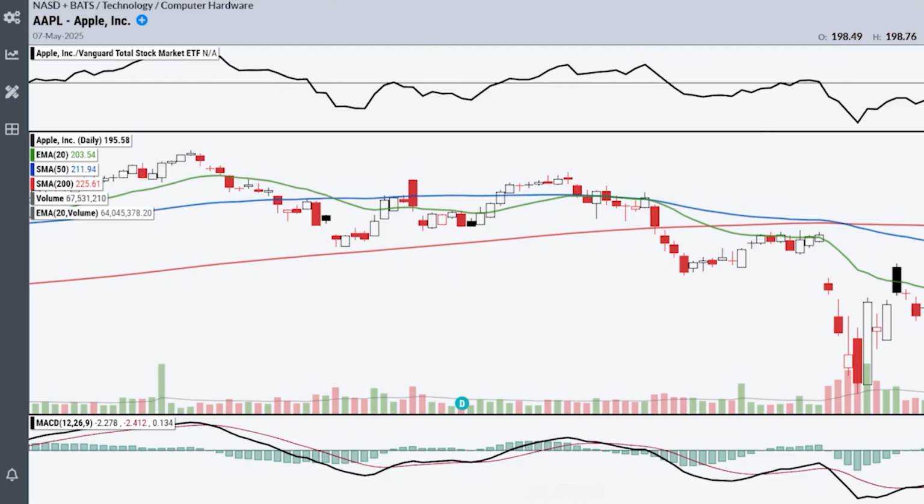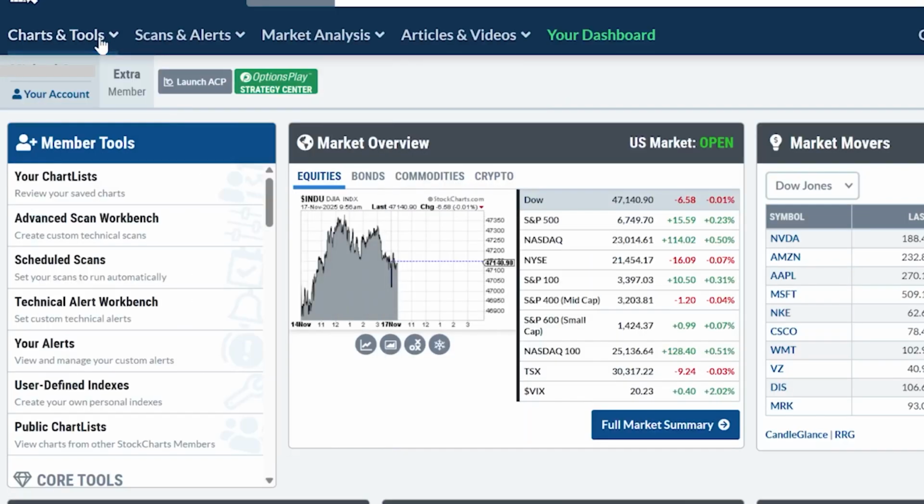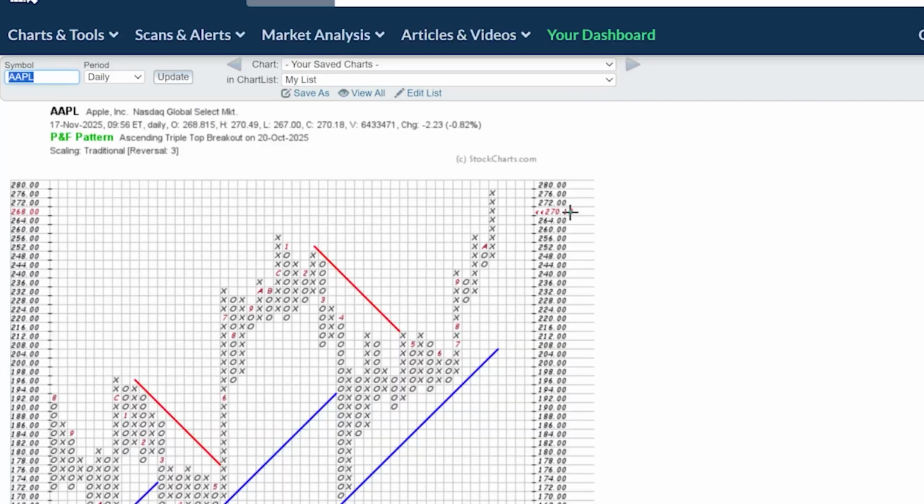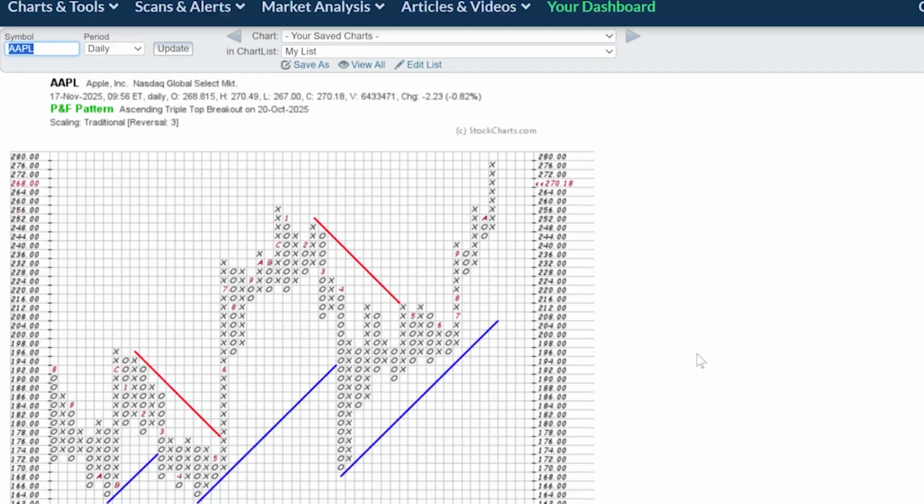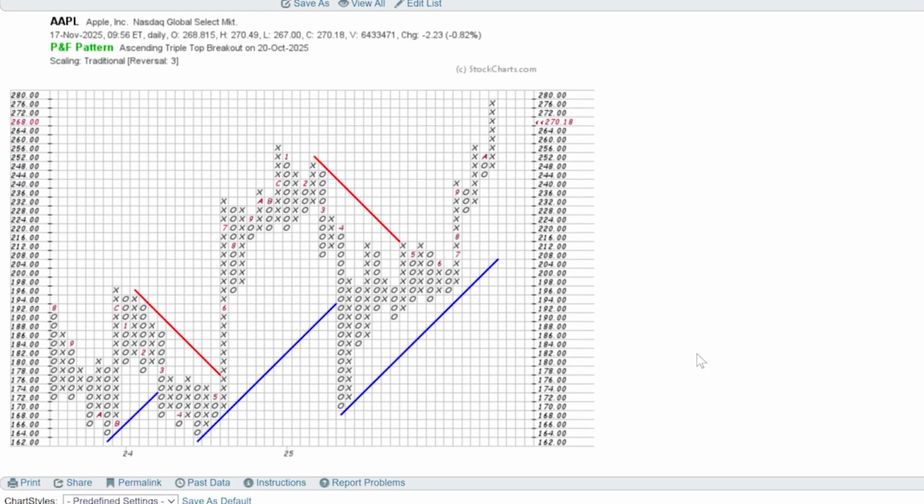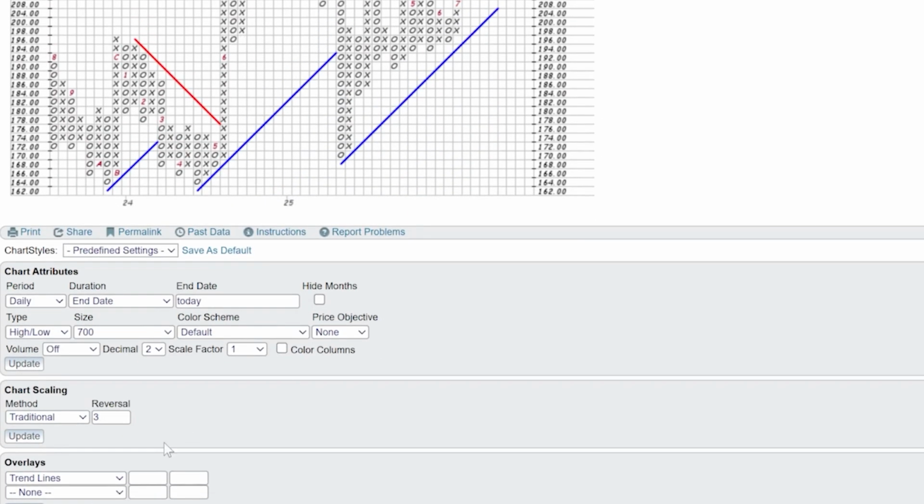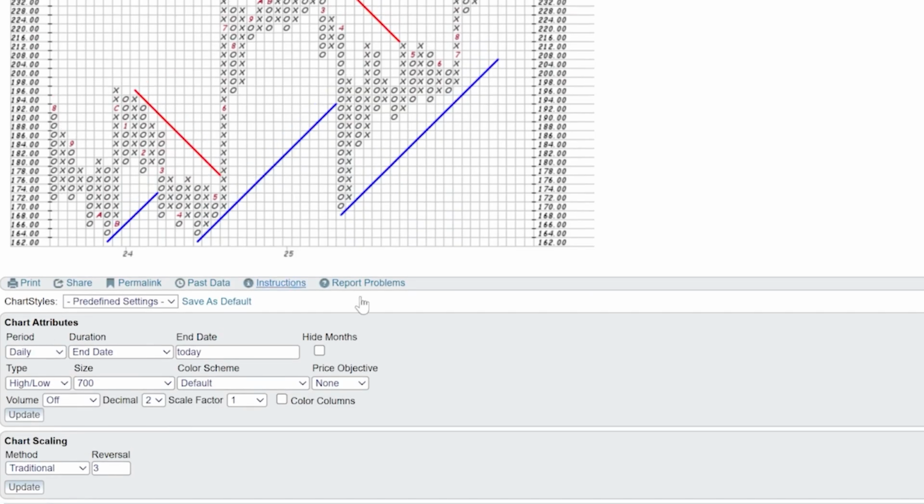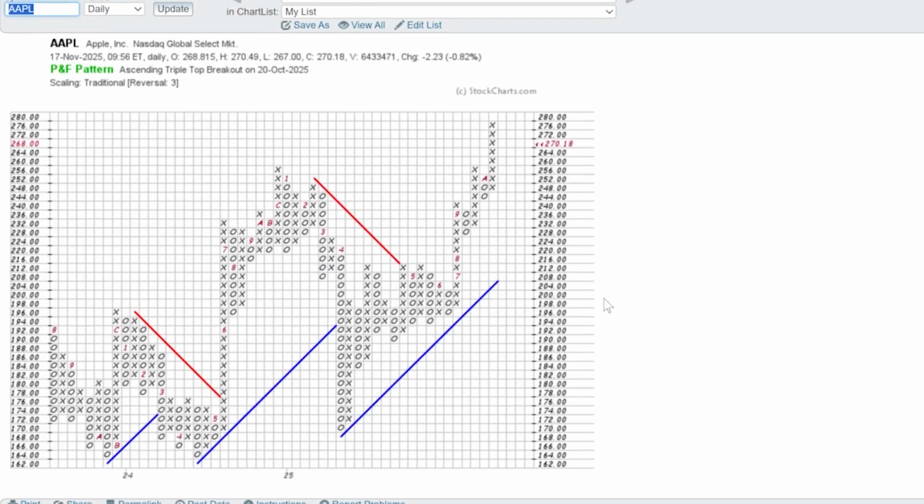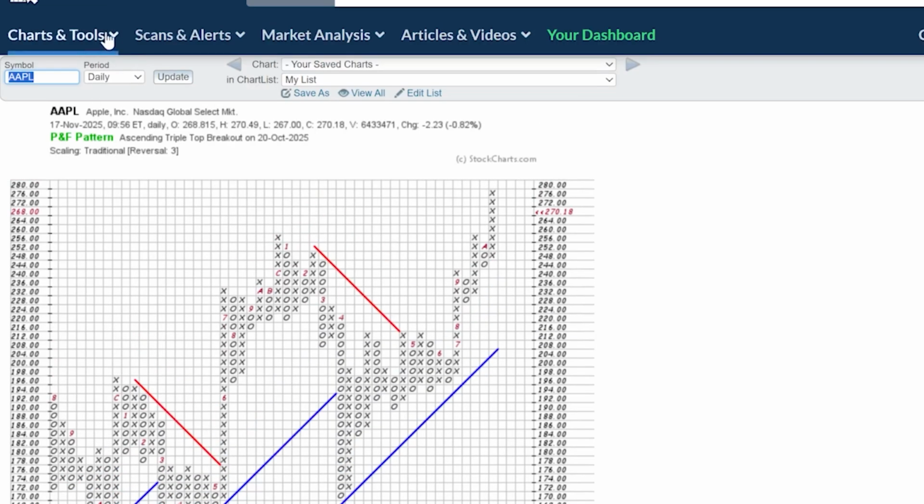Now, in addition to these kind of standard candlestick charts and technical analysis charts, StockCharts.com has a bunch of other chart styles. So one that people might like, I'm not a big user, but point and figure charts. These are really well done within StockCharts.com. They're easy to look at. They're highly customizable. You can add trend lines. You can scale the charts according to your needs. You can change the time frame. So it's just a really nice implementation of these point and figure charts if you're a fan of those.